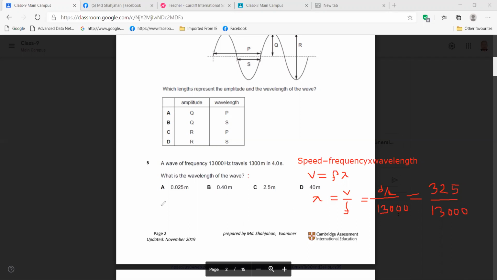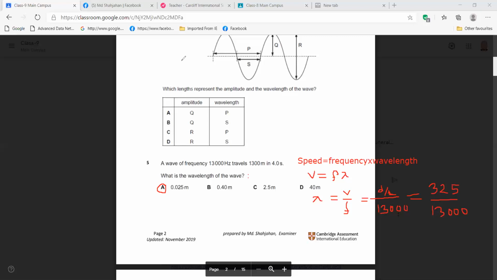0.025. Yes, sir. A. 0.025 and it is meter, right? Yes, sir. Wavelength we measure in meters. Okay, done. If you are getting any question related to V equals F lambda, you can answer, right? Yes, sir.